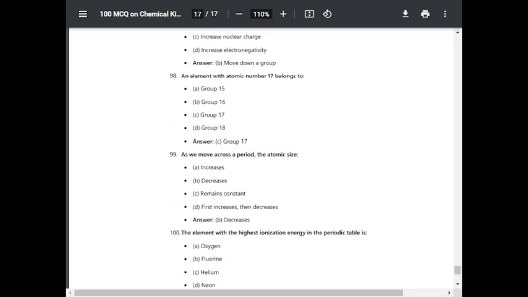Question number 98. An element with atomic number 17 belongs to option A group 15, option B group 16, option C group 17, option D group 18. The correct answer is group 17.